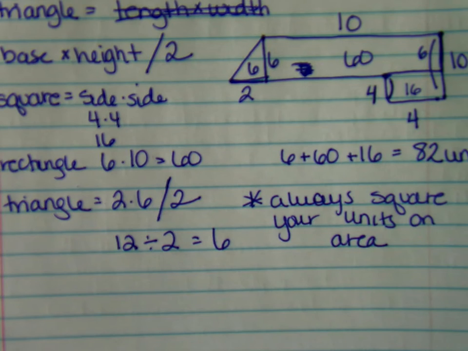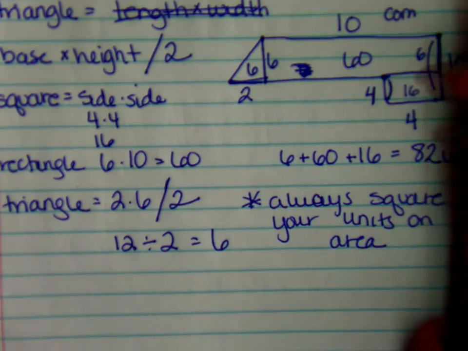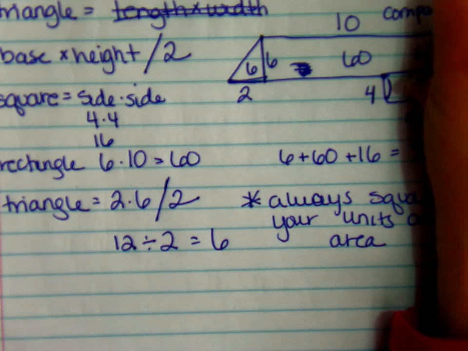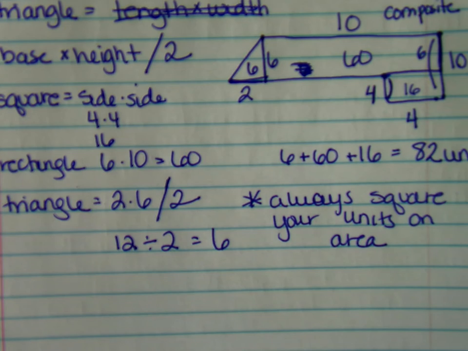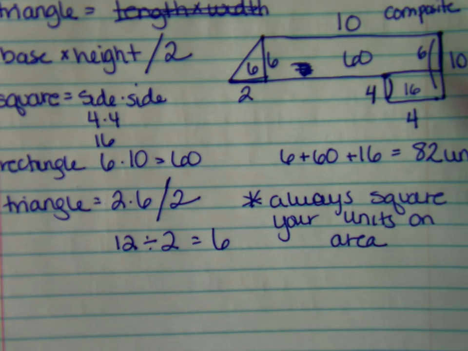Okay, so that is, by the way, what we would do with a composite figure. So this is a composite figure, which means it is composed of multiple different shapes. So to find the area of a composite figure, you break down the bigger shape into multiple little shapes and do the formulas that you already know for those little shapes. So I did the formula for a triangle, base times height divided by 2. I did the formula for a square, side times side, and I did the formula for a rectangle.